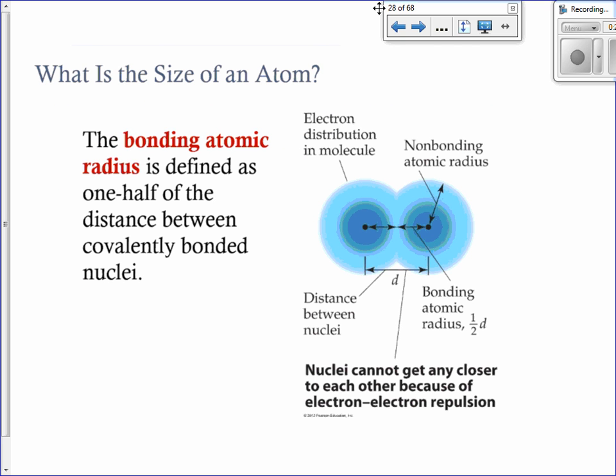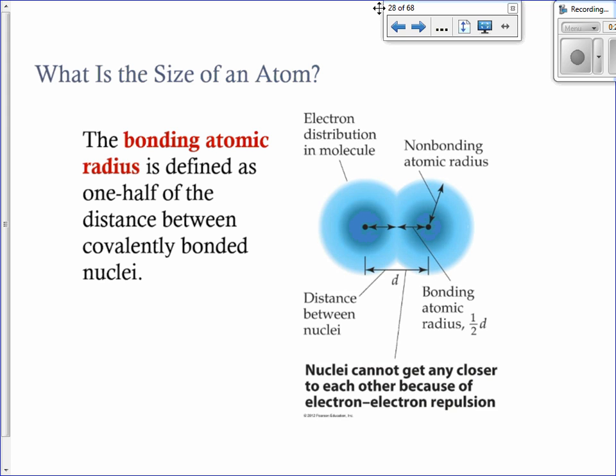All right. Atom size. Bonding radius. Okay? Half the distance between the covalently bonded nuclei. So that's what we're looking at here. They measure that and then they divide it by 2 basically, and there you go. There's your atomic radius. Okay?